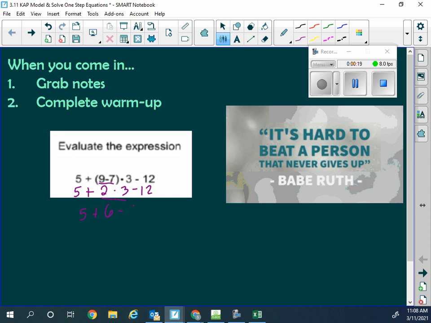Again, bring everything else down. Now all that's left is addition and subtraction, so we'll work left to right. 5 plus 6 is 11, minus 12 is negative 1.